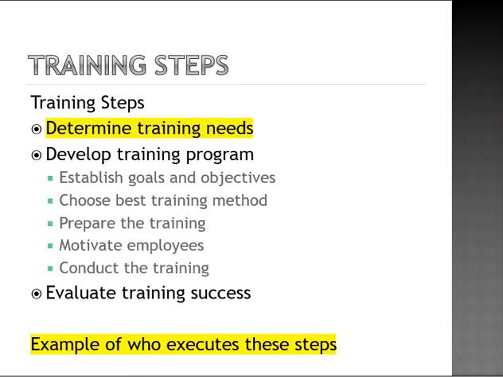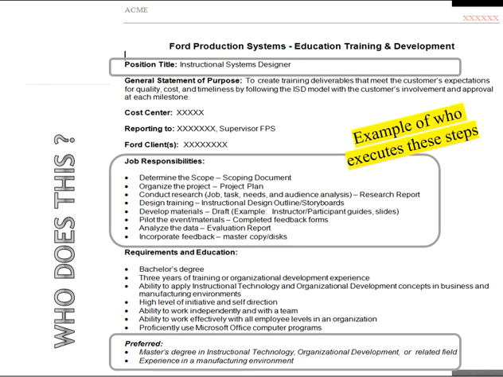Now, I also want to provide you an example of the type of individual who executes these steps of determining training needs, developing the training program, and so on. Here we have the first block up top, the instructional systems designer. This is from one of my former clients where I worked with them in the Ford production system. The idea here is that the ISD, the instructional systems designer, conducts most of the things that we just saw in the previous slide. Now, we can look here at the job statement of purpose underneath the first block. Their purpose is to create training deliverables that meet the customer's expectations for quality, cost, and timeliness by following the ISD model, the instructional systems design model, with the customer's involvement and approval at each milestone.